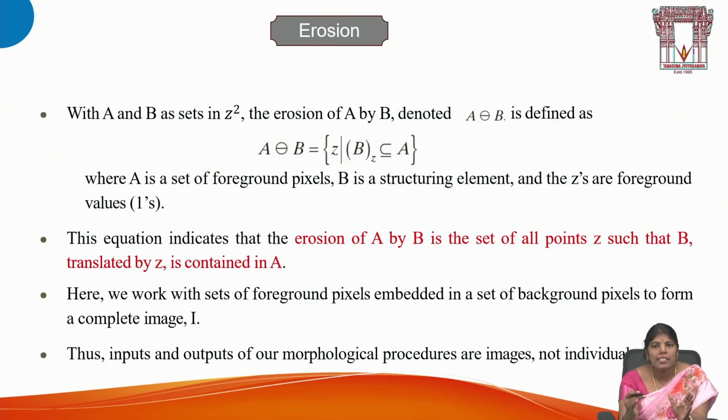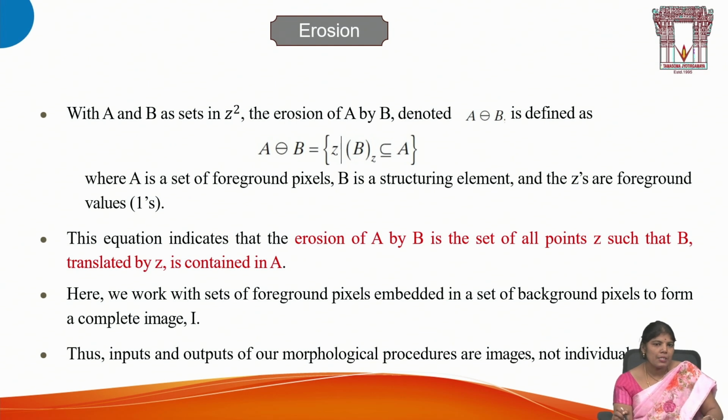Okay, so to distinguish the shapes of the image, foreground and background, we are using some rules. All the foreground we take as ones, and all the background information in the image we take as 0. So we are applying operations on the foreground of the image. Here this equation indicates that the erosion of A by B is the set of all the points Z such that B translated by the position Z is contained in A.